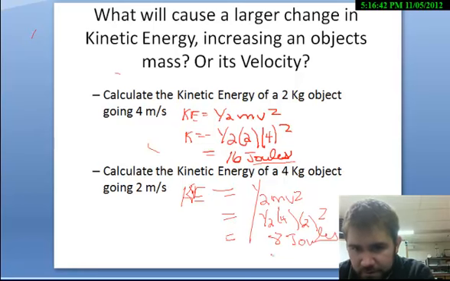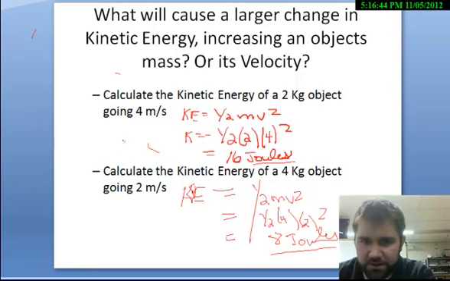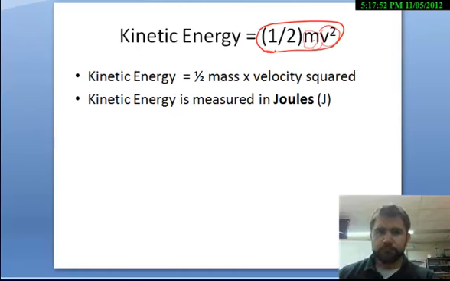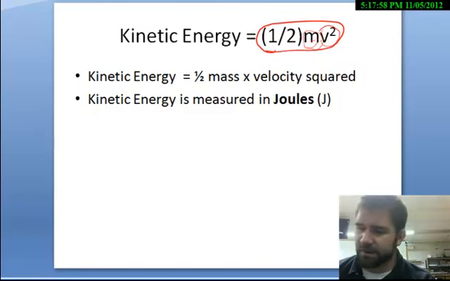So, having a larger speed has a larger effect than having a larger mass. Again, velocity has a larger effect than mass on something's kinetic energy. The formula for kinetic energy is kinetic energy equals 1/2 mass times velocity squared, and kinetic energy is measured in joules.